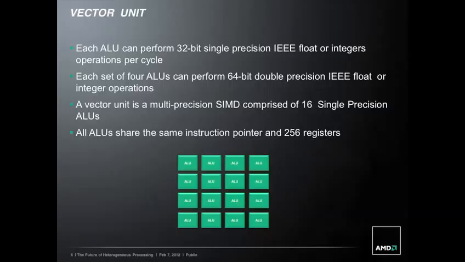And why is it a vector unit? Because an ALU doesn't live alone. Because we are optimized for data parallel computation, all of these share the same instruction pointer. So it's a single instruction, many data processor. So let's say I have A equals A plus 1, then all of these are doing exactly the same instruction, the A equals A plus 1, but for different data parts. Okay? So these 16 ALUs are working together, and they share the instruction pointer and also a bulk of registers.